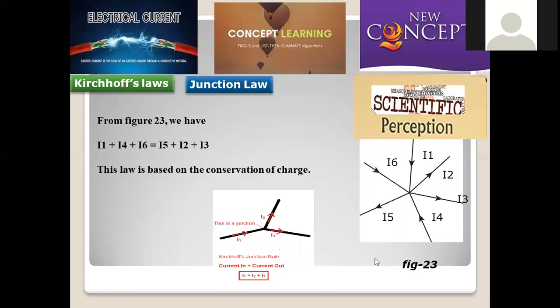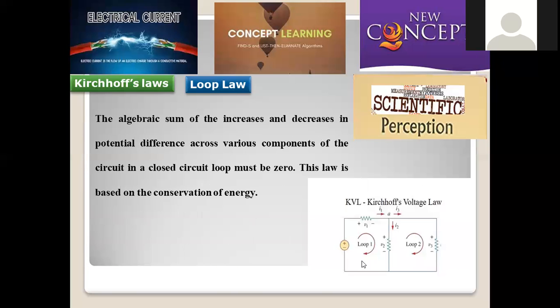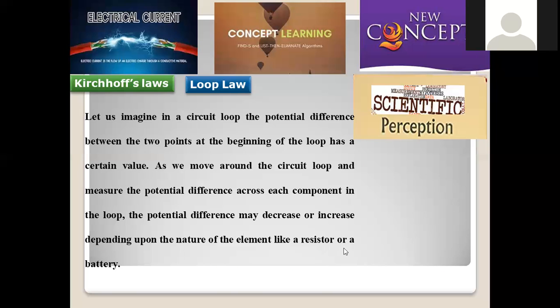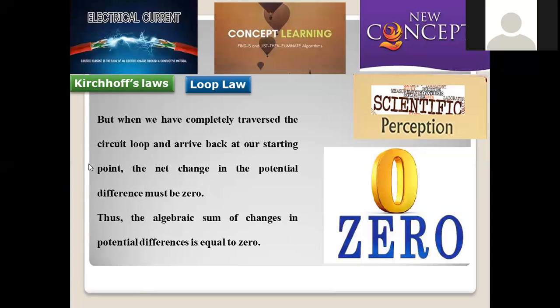The increase and decrease in the potential difference of this loop purely depends upon the nature of the material which we are taking, either a resistor or a battery. Resistor means there is opposition to current flow, whereas a battery is used to supply power because it is the source of power. But when we have completely traversed the circuit loop and arrived back at the starting point, the net change in the potential difference must be 0.